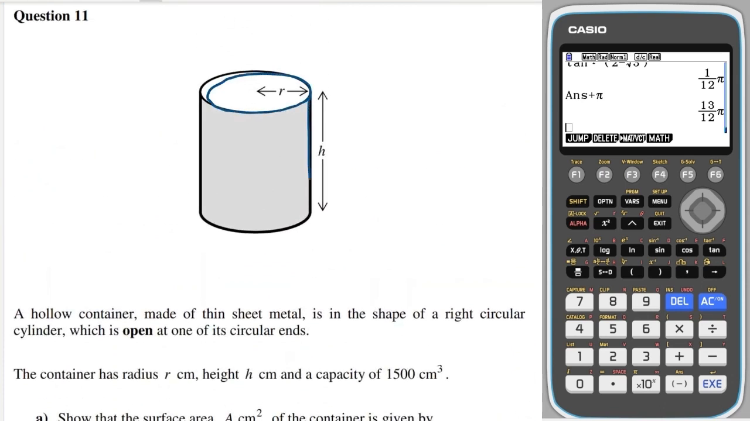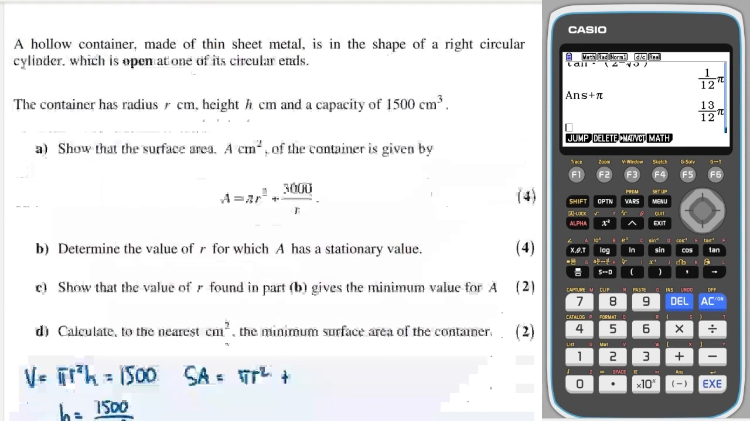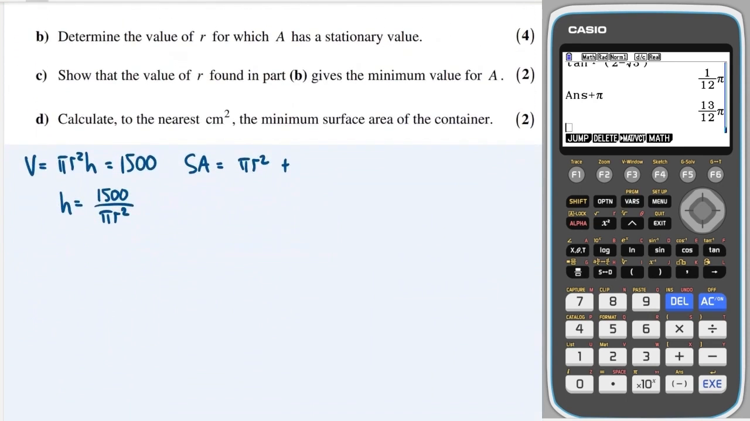circumference multiplied by the height, and that would give me a kind of rectangle when I unravel the curved part. So it would be the height times the circumference. So that is 2πr multiplied by h, and h we found is this. So therefore the surface area is πr² plus 2 times 1500, which is 3000.